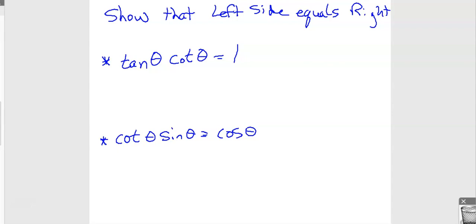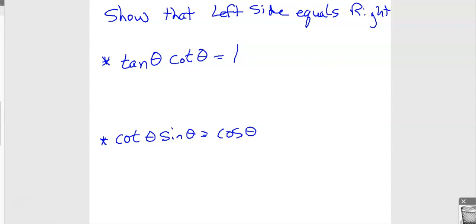Now, one caution to you is I'm not solving an equation. I'm literally showing the left side equals the right side. You did this back in geometry with proofs. Don't do what you do to one side of the equation to the other. That's solving an equation. Don't do that. You're just working on the left side, proving that it equals the right side.